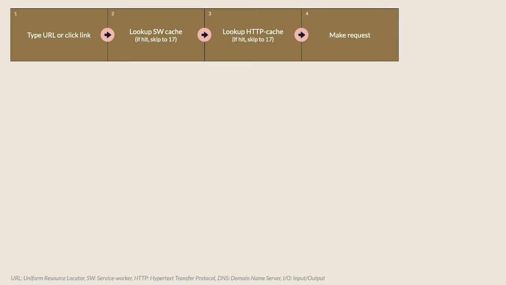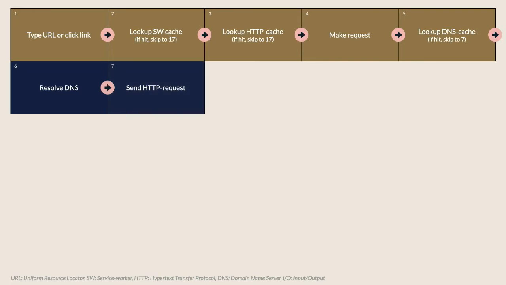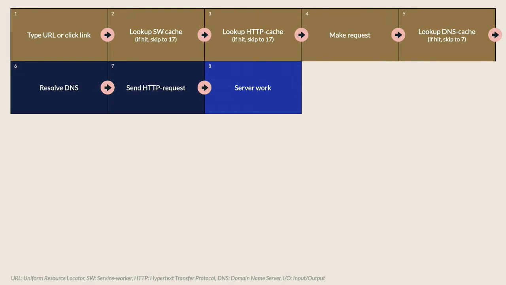Then if there's still no response, we start making a request. The first thing we do here is again look in the cache. Do we already know where this server is? And if we don't, then we'll resolve the DNS. This is what maps a domain name to an IP address. There's of course a server that actually serves up google.com. So if you type in google.com in your browser, we need to find a map of what IP that is, and that's what we call DNS. So now we look up where the server is located. Then we actually send the request to the server, and the server starts working.